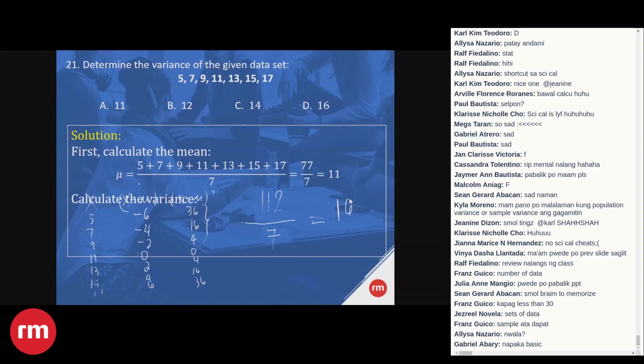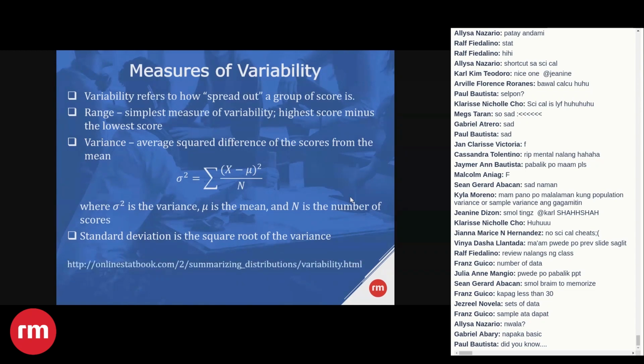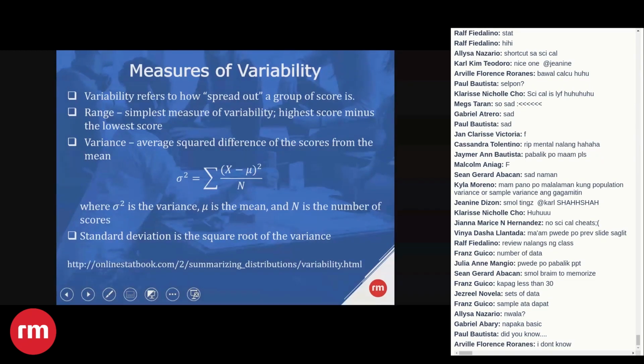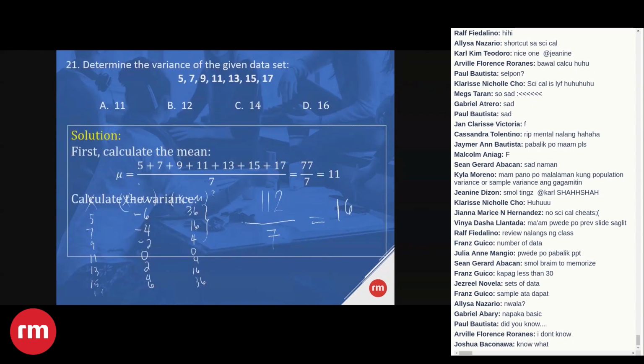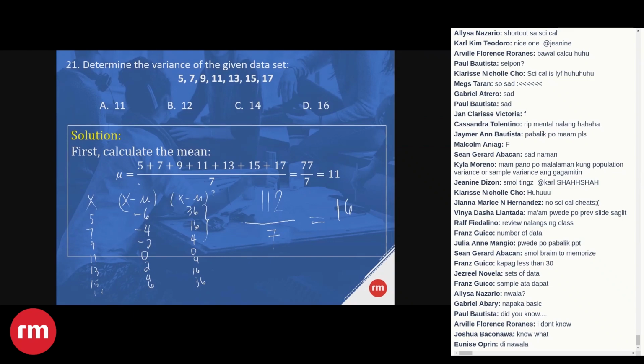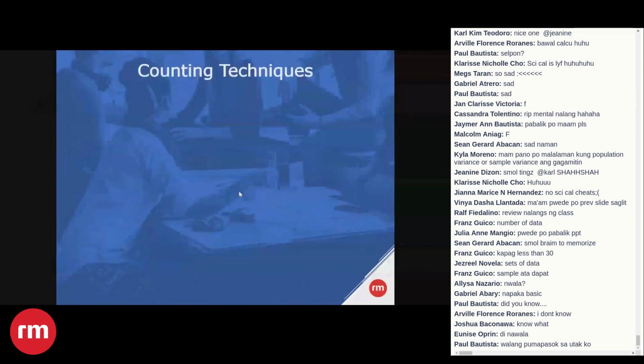Unless it was stated that the data comes from a sample, then you have to use the formula for the sample variance. By the way, yung sample variance is not so different. Instead na N, it's n minus 1. Okay, just like that. Kapag sample, instead na capital N, it should be small n minus 1, where n is the number of samples. But if it's not indicated, it's always assumed that the data is coming from a population. Okay, so number 21 is letter D.